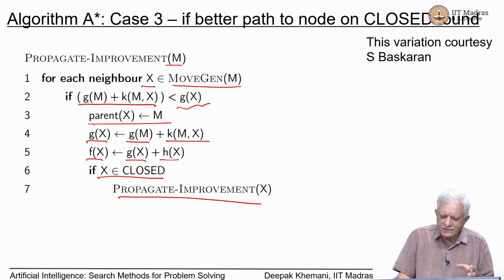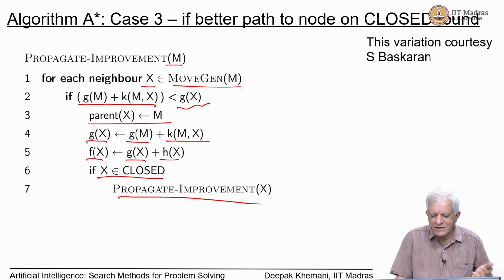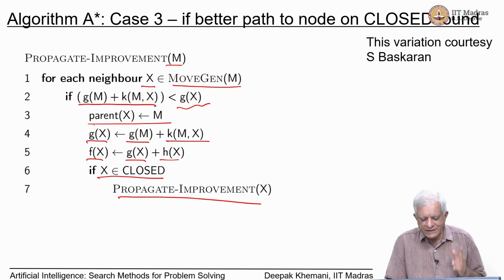So, we need to now study under what conditions A star guarantees you an optimal path, and the reason that we need to study those conditions is because we are using a heuristic function in our computation, which is an estimate of the actual distance, unlike Dijkstra's algorithm, in which we knew exactly what was the cost of reaching a node.